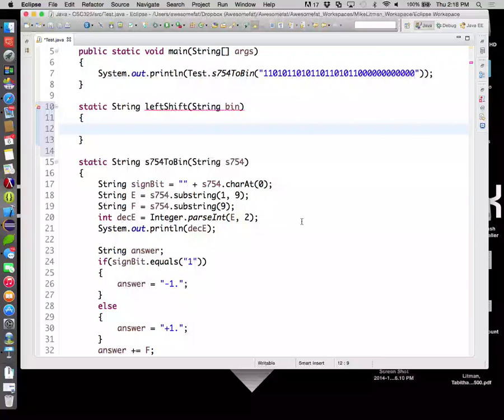One line of code. How do I left shift bin? Oh, start it off. I am going to return something.